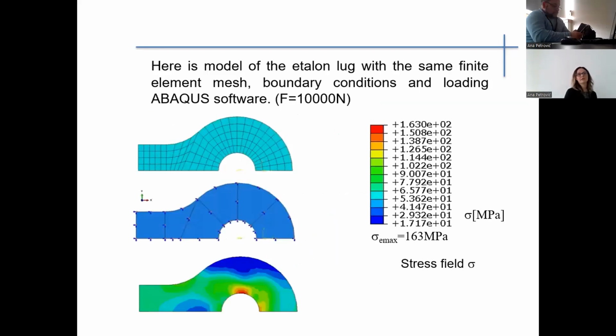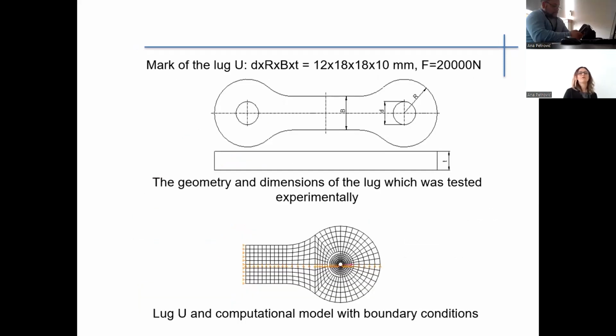Here is the model of the Italian lug with the same finite element mesh, boundary conditions, and loading, but in Abaqus software. Force intensity was 10,000 newtons, and the mesh like model 1. You can see here the stress field. The lug U dimensions were 12 times 18 times 18 times 10 millimeters, and force intensity 2000 newtons.